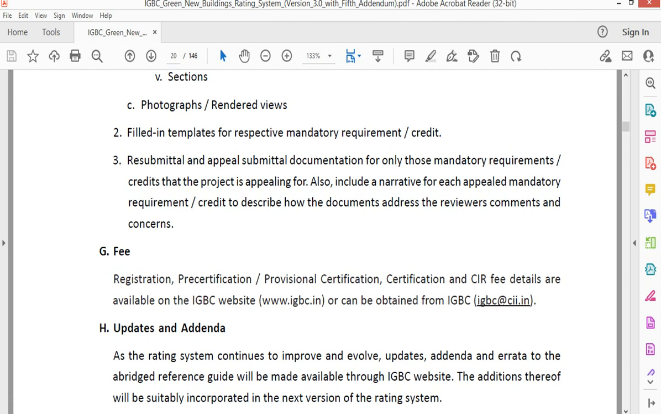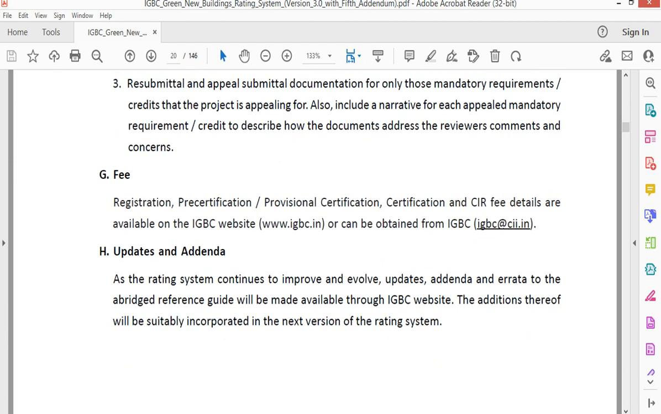Then comes the fees. The details for the registration, the pre-certification or the provisional certificate, the certification and the other CIR fees are all available on IGBC's website. Then comes the last topic, which is about updates and addenda. As this rating system continues to improve and evolve, updates and addenda to the abridged reference guide would be made through the IGBC's website. These additions would be incorporated in the next version of the rating system.